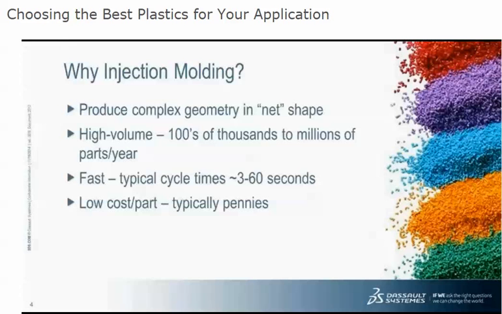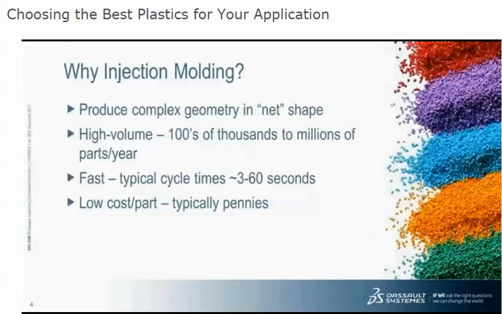You can produce very complex geometry and net shapes. That means when the plastic part comes out of the mold, you don't have to do anything to it. You don't have to machine it. You don't have to paint it. You don't have to trim it. It's ready to go. Injection molding is typically used for high volume applications where you want to make hundreds of thousands or a lot of times millions of parts per year.